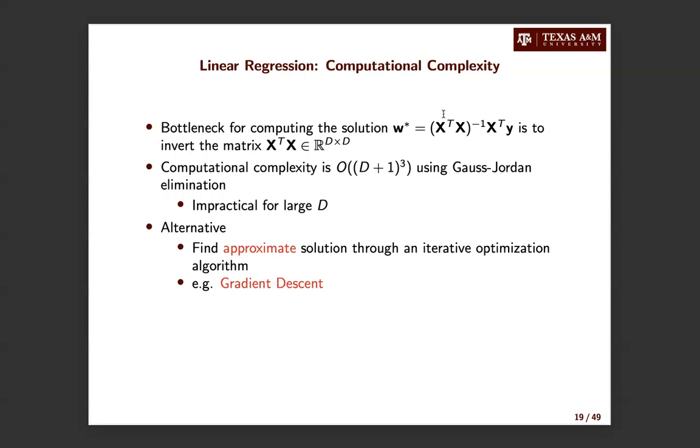Another reason is that this X is the data matrix. So this X has as many rows as the number of samples and as many columns as the number of dimensions, number of attributes in our data. When we compute this formula X transpose X, it means that we need to do a multiplication of a D by N dimensional matrix and an N by D dimensional matrix. Therefore, computationally again, the cost would be very high.